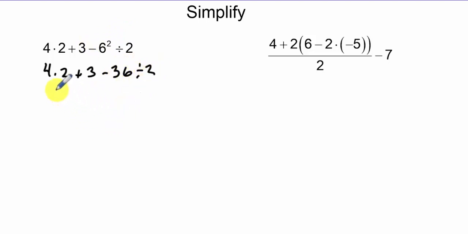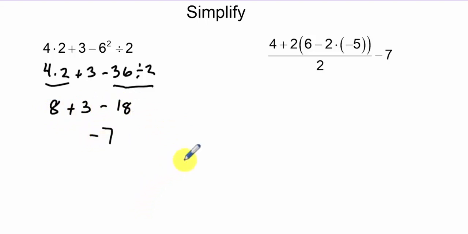So now I'm going to group all my multiplications and divisions as I see them. So here's 1. That's an addition. That's a subtraction. Here's a division, and I'm going to do these from left to right. So this is an 8, a 3, and minus 18. Then I do my additions and subtractions as I see them from left to right. So that's 11 minus 18, which is negative 7.